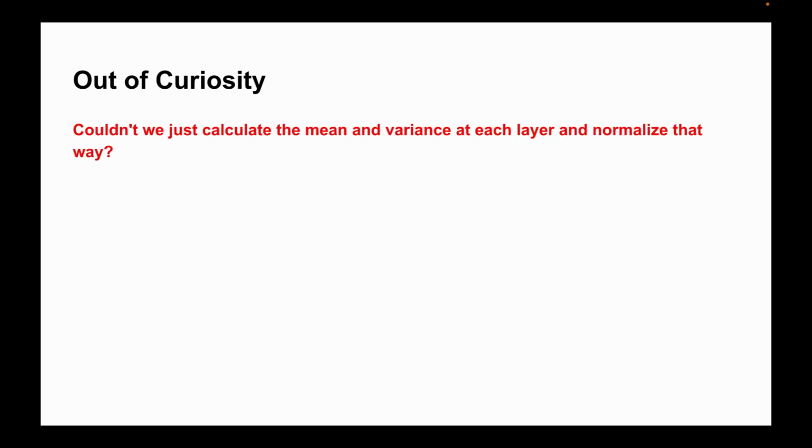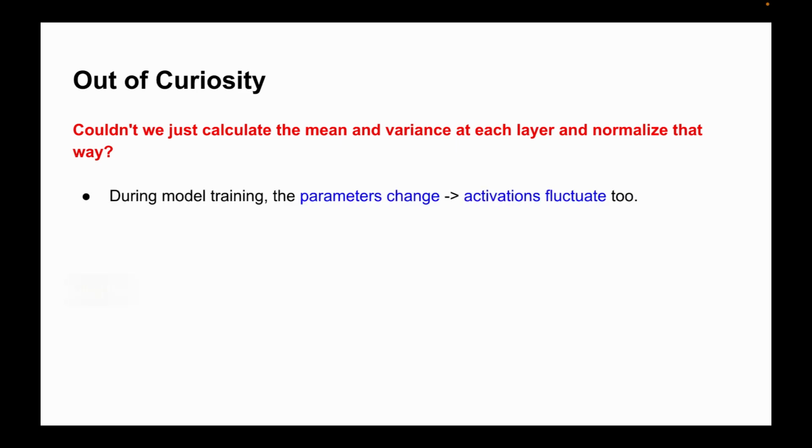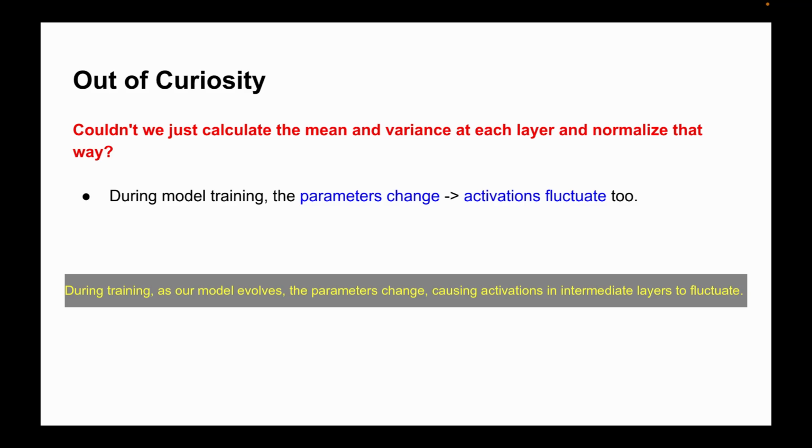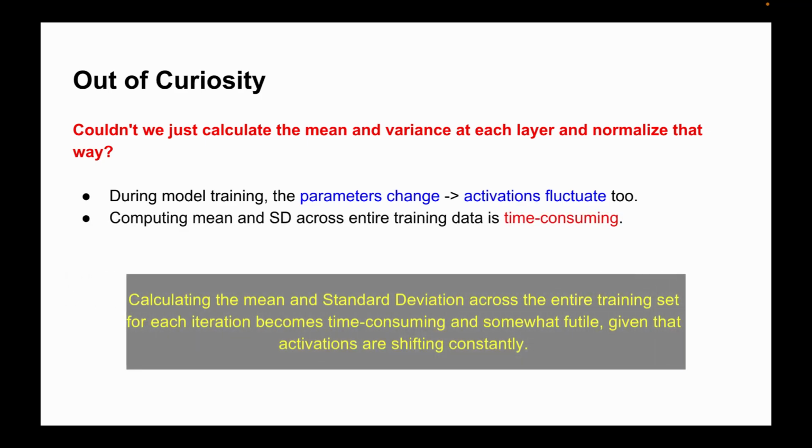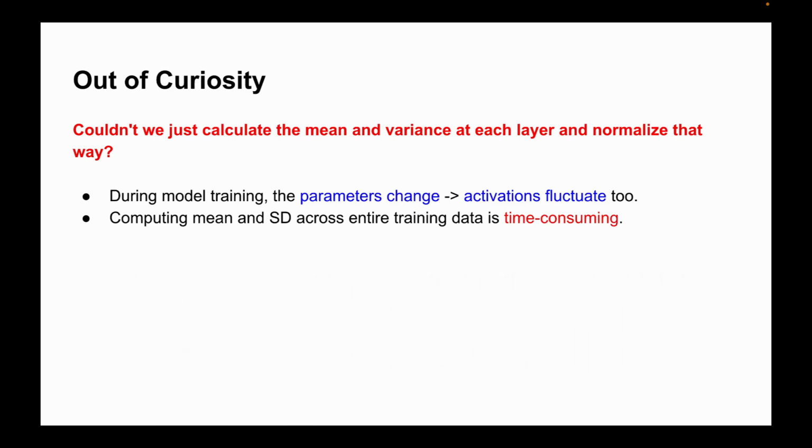Now, you all might wonder, couldn't we just calculate the mean and variance at each layer and normalize that way? Now the hitch here is that during training, as our model evolves, the parameters also change, right? Causing the activation in intermediate layers to fluctuate. Calculating mean and standard deviation across the entire training set for each iteration becomes time consuming and somewhat futile as well, given that activations are constantly shifting. That's where batch normalization comes in to save the day.